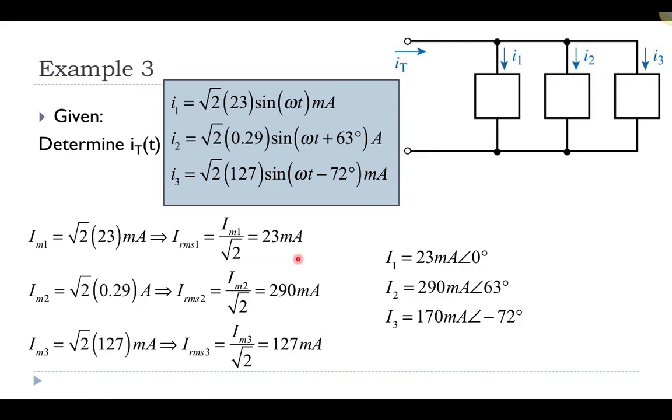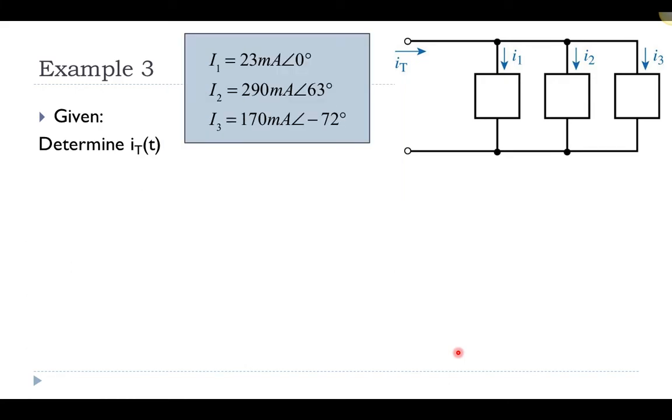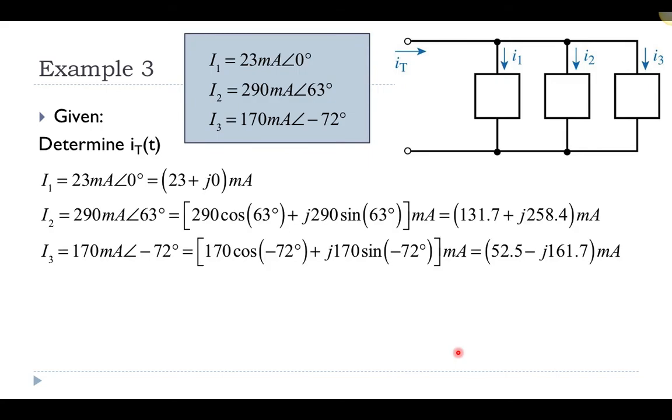Once I have the RMS values, the effective values, I can write each of those currents in phasor notation. So I have 23 milliamps with a phase angle of 0, 290 milliamps with a phase angle of 63, and 170 milliamps with a phase angle of negative 72. In order to use Kirchhoff's current law, I have to add these currents together, and in order to add them, I'm going to have to put them into rectangular form.